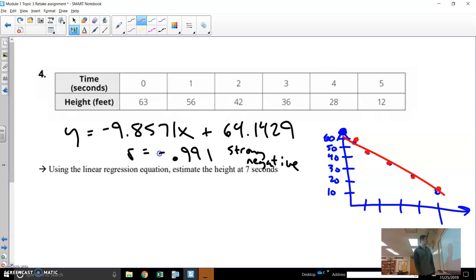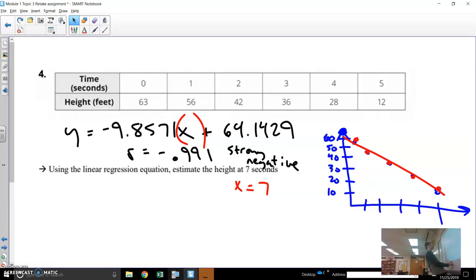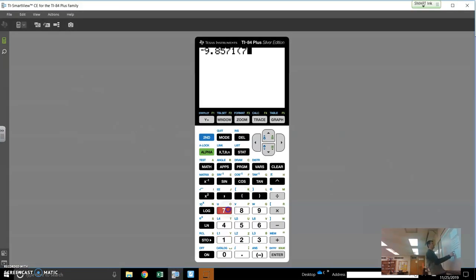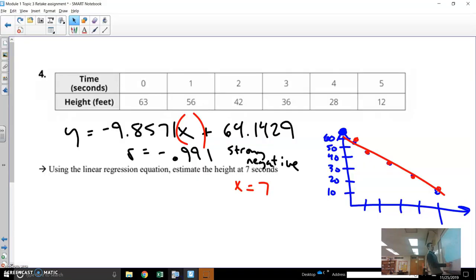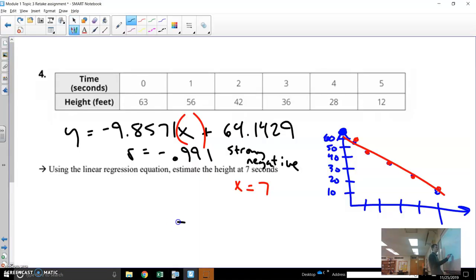So we're going to do that same thing. Let's replace x with the number 7. So negative 0.8571, gotta do some memory here, times 7, this is where I'm going to plug in x is 7, plus 64.1429, if I remember correctly. So when you plug in 7, that gives you negative 4.8568.